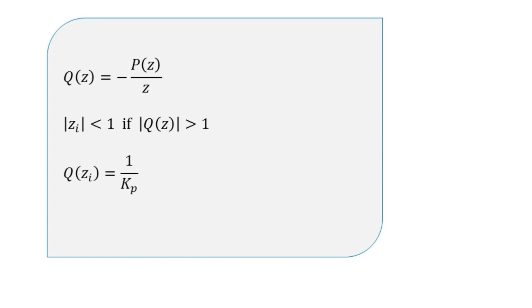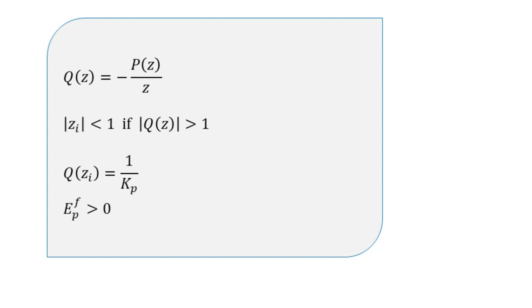Since the function Q(z) is equal to minus P(z) divided by z, it follows that mod z_i is less than 1 if mod Q(z) is greater than 1. So here the thing is very clear: since Q(z_i) is equal to 1 upon the reflection coefficient K_p, and E_p^f is greater than 0.